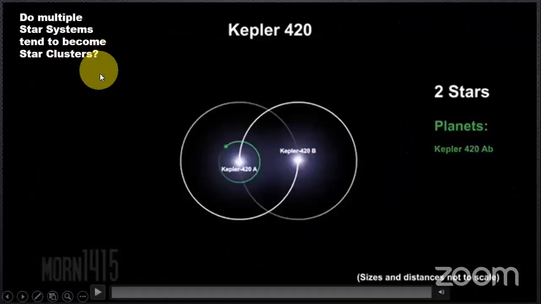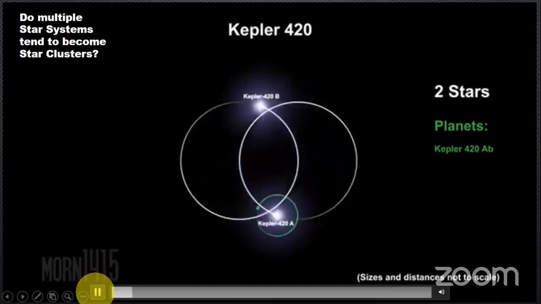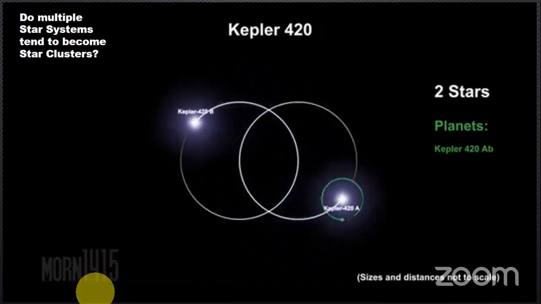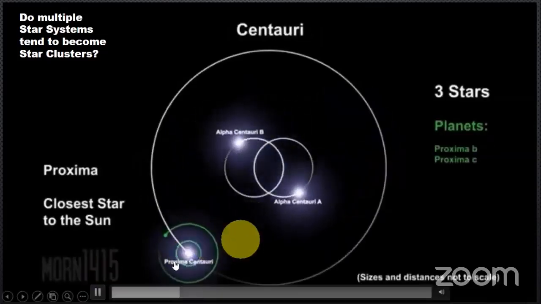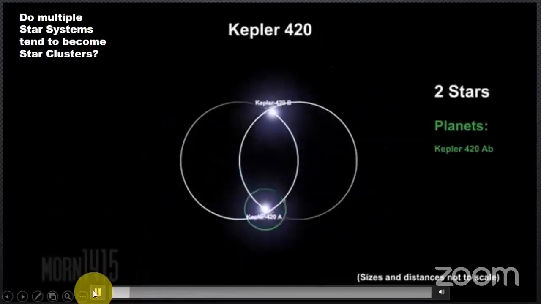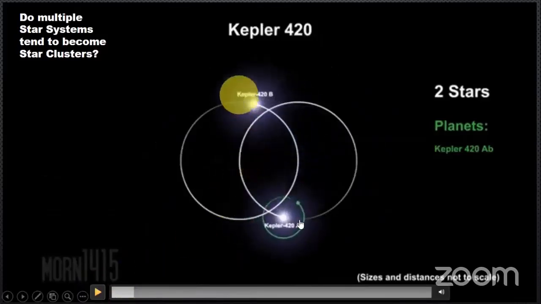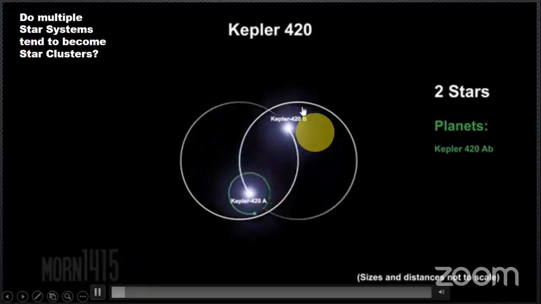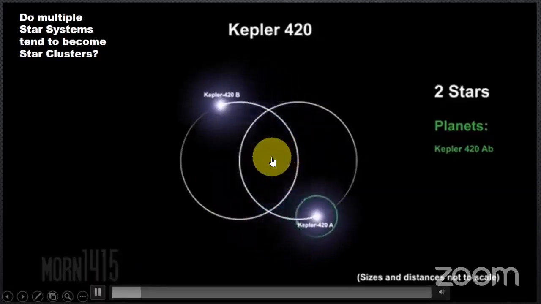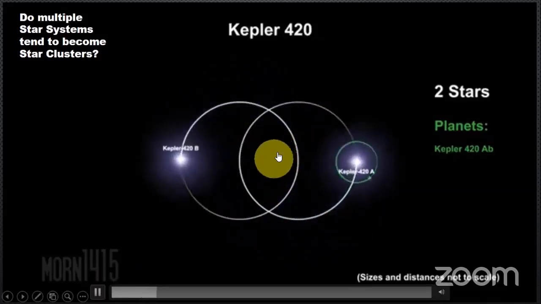So now, do multiple star systems tend to become star clusters? And the answer is yes. Star clusters are advanced double star and multiple star systems. If you look at this picture, let me go back to this simulation. You see two stars that are orbiting about a common center of mass. Let me play this video from the beginning. These two stars are orbiting about a common center of mass that is located where my mouse is right now.